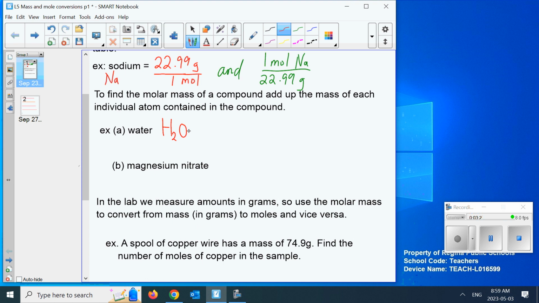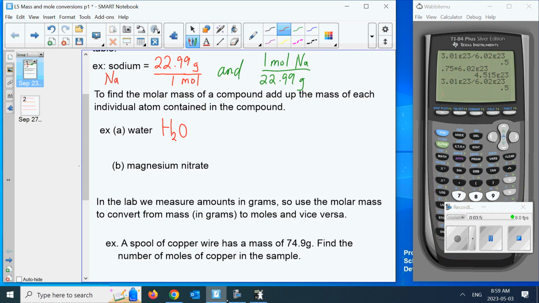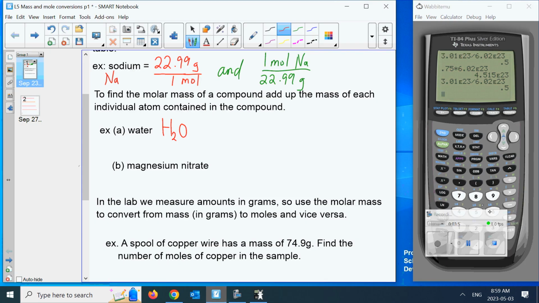Okay, so first, let's do this. You've got to have your periodic table. I don't write this out, and most students don't, after the first few examples. If you need to, you can. Put this directly in the calculator, which I'll bring up. Last time we did molar calculation.